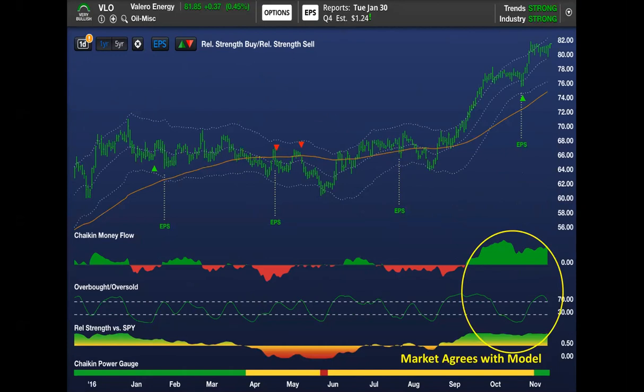So Valero is one of the stocks where the power gauge rating in the large cap energy has gone positive. And look at the accumulation. You got the bullish personality change a couple of months ago. Just in the last week and a half, the power gauge rating has turned bullish. You got a relative strength buy signal here at about 77, trading now at 82.